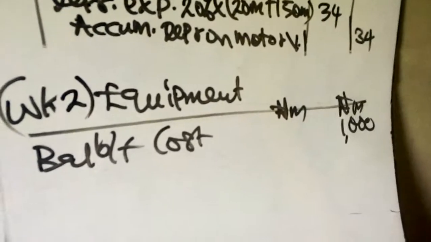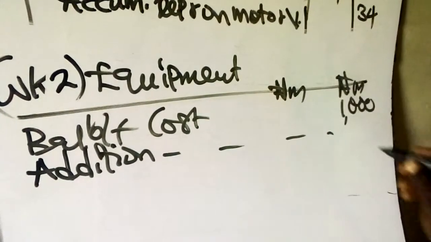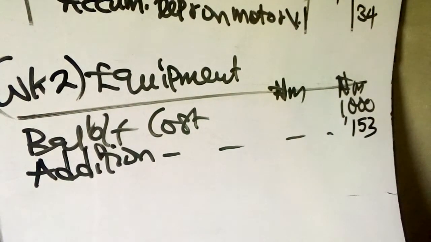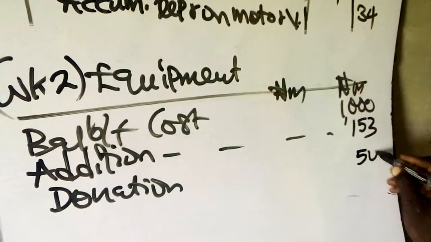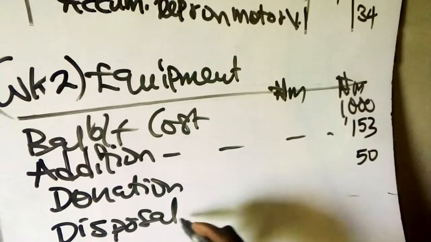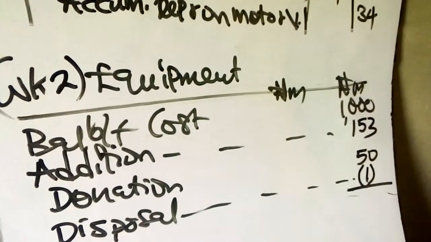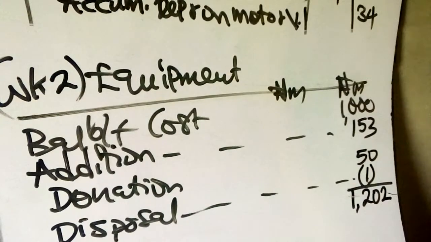So you have addition of 153 million. Then we also have laboratory equipment, the one that was given as a grant. Let me say donation. And that is 50 million. Then we now have disposal of computer. Computer disposed, and that is 1 million. When you remove that, 1,000 plus 153 plus 50 minus 1, that will give you 1,202.